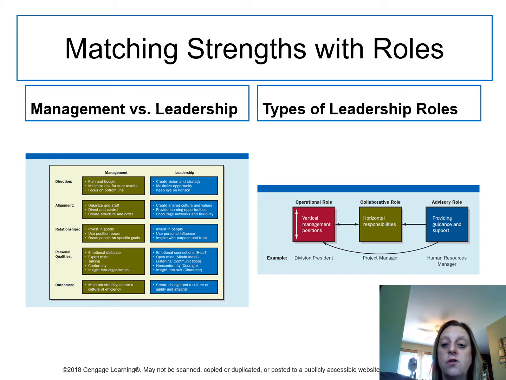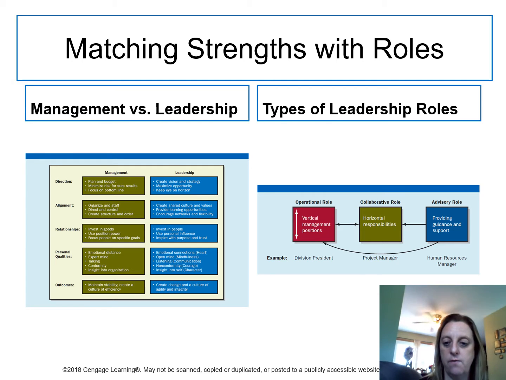So in thinking about those aspects of the advisory role and trying to align it with the management versus leadership slide, what management versus leadership frameworks do you see in this leadership role? How would you link advisory roles with either management or leadership positions? So think about that on your own for a minute.